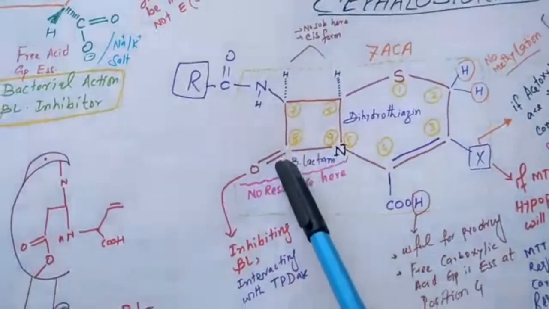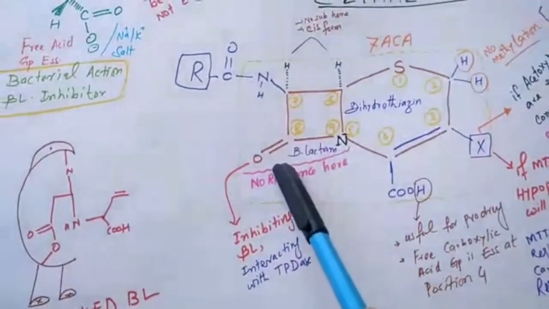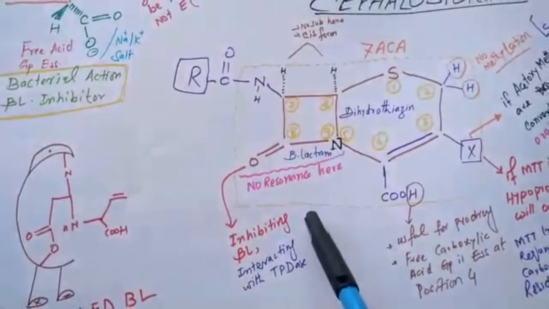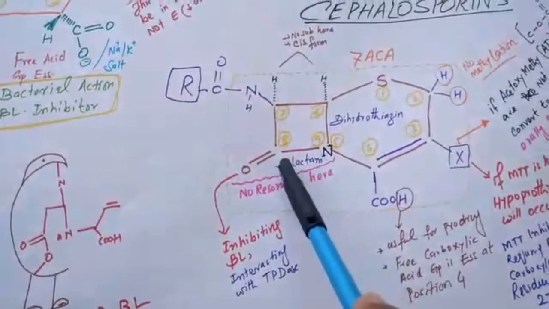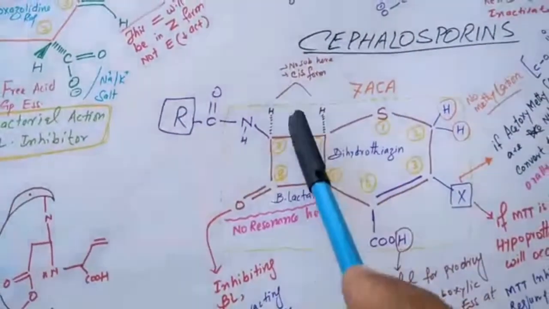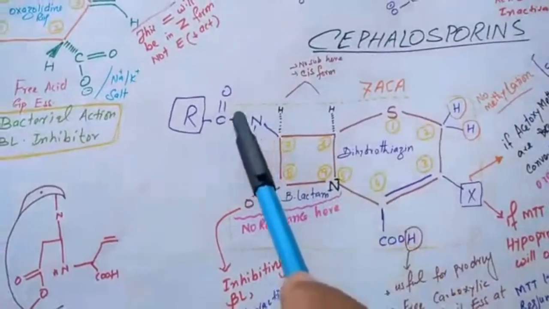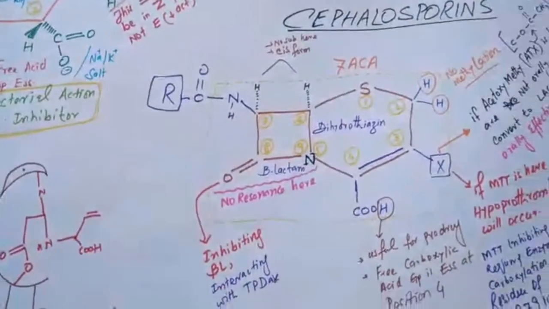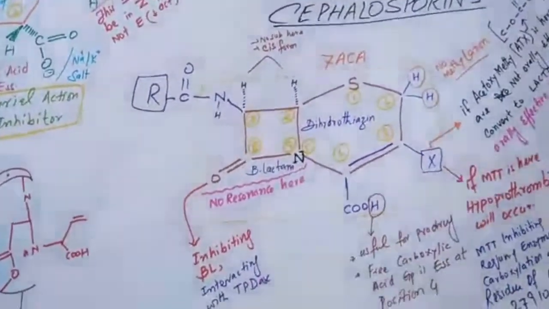Position number 8, this carbonyl group inhibits the beta-lactamase enzyme as well as interacts with the transpeptidase enzyme. These two hydrogens must be in cis form and no substitution is allowed here. By changing this, various derivatives are possible. The mechanism of action is just like penicillin.